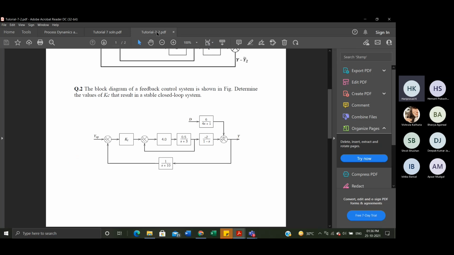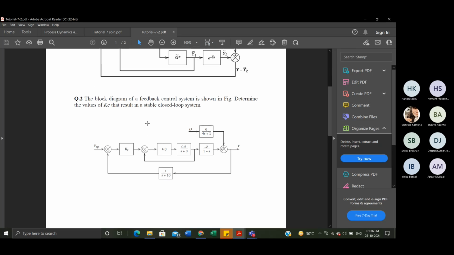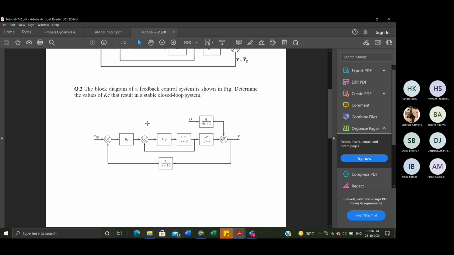Sure. So moving on to the next question. You can try this question. To find the values in K to make a closed stable loop, you just have to find the perfect values of K, or you have to apply the stability criteria on a characteristic equation. So try to make a characteristic equation and apply some stability criteria on that.